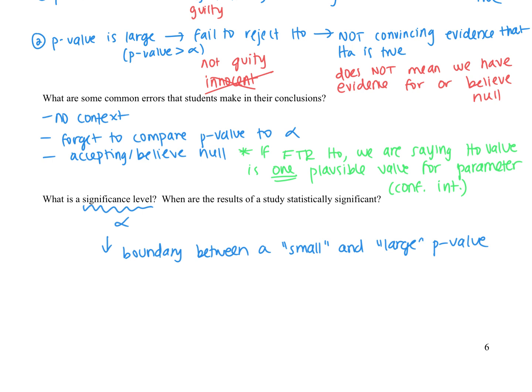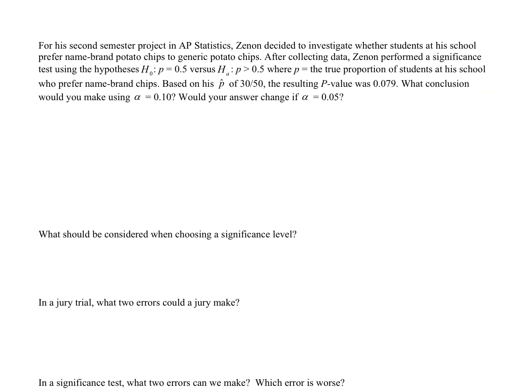Okay, and then one last thing I want to write down. Last thing is on the next page. What should be considered when you are choosing a significance level? A statistician will consider the consequences of making a wrong decision.